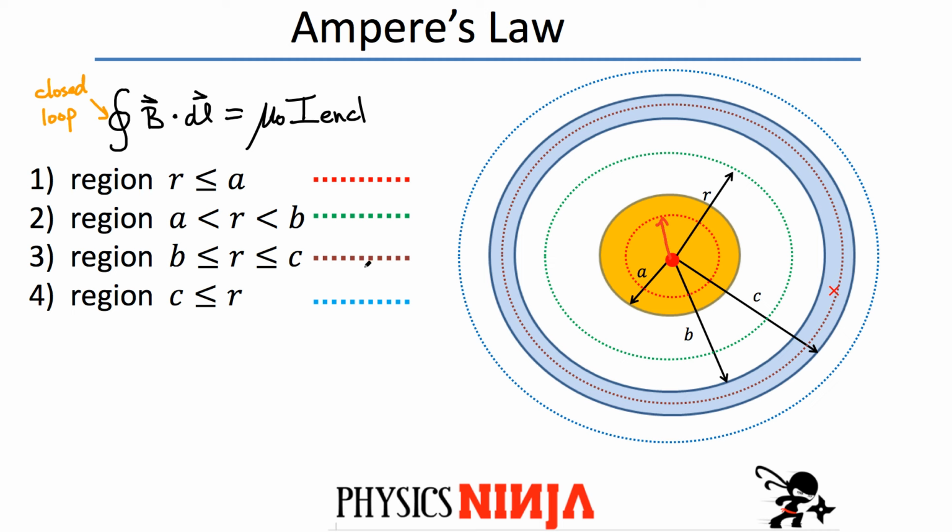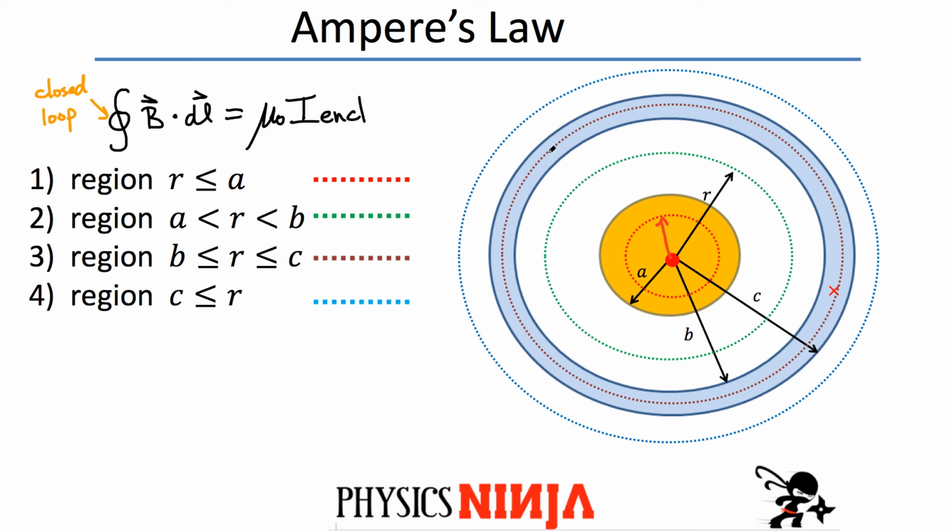Now, the other region I'm interested in is, what is the magnetic field between this inner conductor and the interior radius of this outer conductor? So everywhere in this region here. I've created an Amperian loop here by the green dotted line. So I'm going to use this loop to calculate the field in that region.